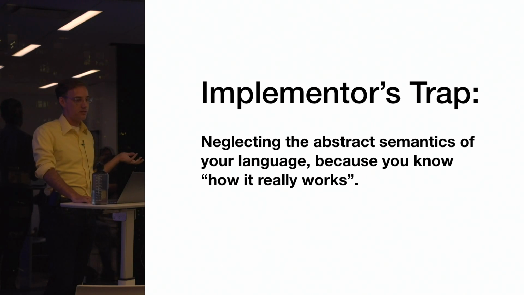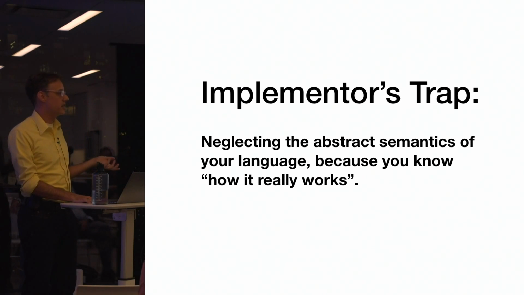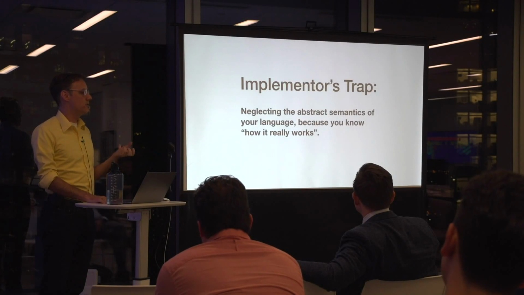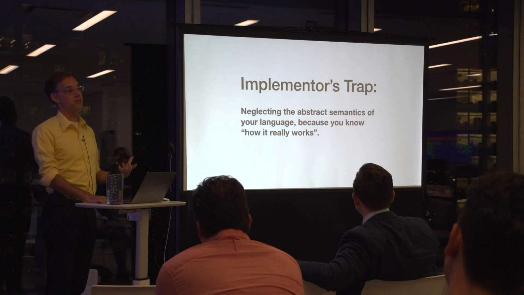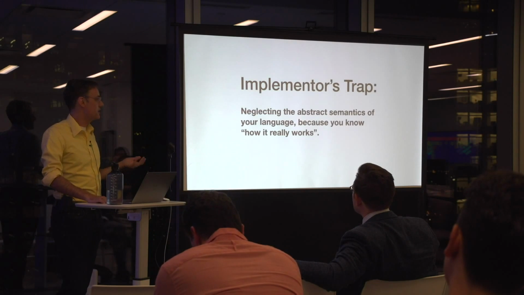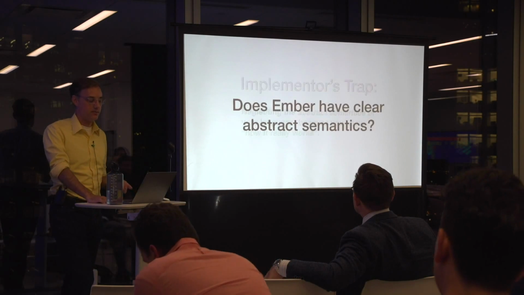And this is one of the things that applies not just to compilers and not just to languages, but to really any API you design, right? If you know too much about how it works inside, it actually can hamper your ability to design a good API that makes sense from the outside. So does Ember succeed in not falling into the implementer's trap? Do we have clear abstract semantics?